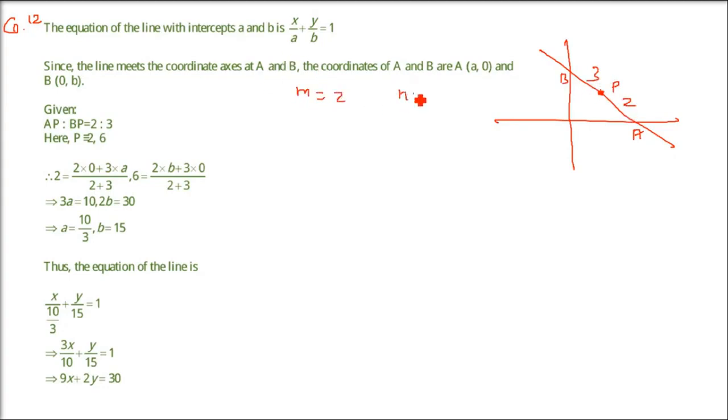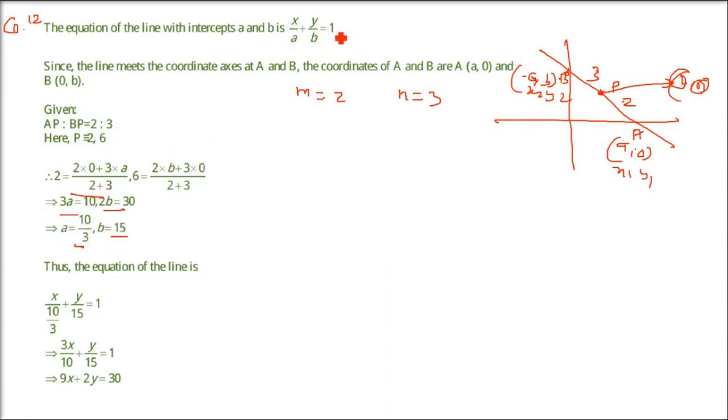M you are going to take as 2, N as 3. Now this is A, 0, which we take as x1, y1. This is 0, B, which you take as x2, y2. Now this point P is given as 2, 6. So what is 2? It will be 2 into 0 plus 3 into A by 2 plus 3. And 6 will be 2 into B plus 3 into 0 by 2 plus 3, that is 5. So 3a equals 10, 2b equals 30, a will be 10 by 3, b will be 15.